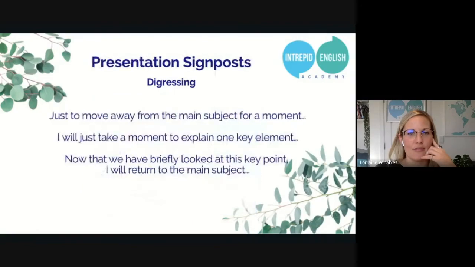Okay, so let's take a look at some phrases for digressing. Just to move away from the main subject for a moment, I'll just take a moment to explain one key element. Now that we've briefly looked at this key point, I will return to the main subject. So here you can see two phrases for the beginning of the digression, and the last phrase here is to say, okay, the digression is finished now and I'm going back to the main theme. Okay. It's important that you signpost both of those, the beginning and the end of the digression.